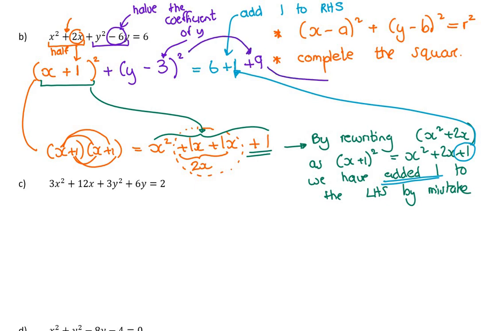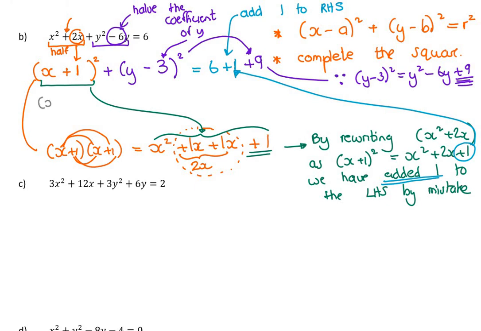This is because y minus 3 squared actually equals y squared minus 6y plus 9. So you added 9 to the left-hand side by mistake by rewriting it like that. So you need to add 9 to the right-hand side. So what does this actually become?